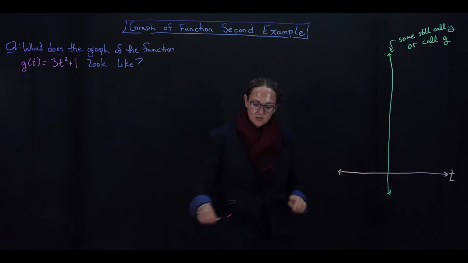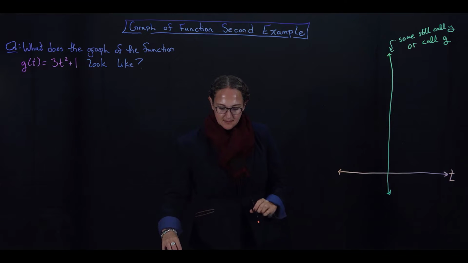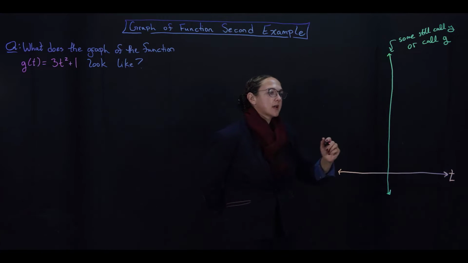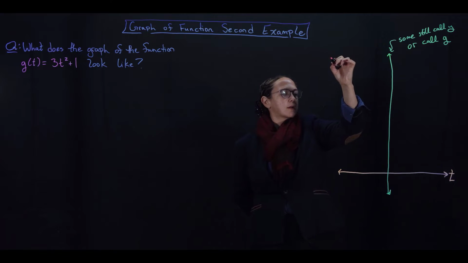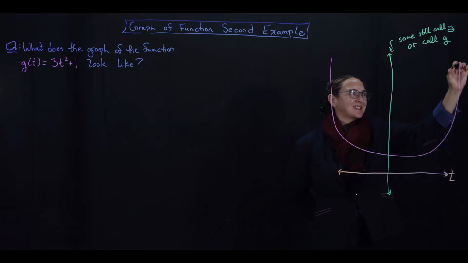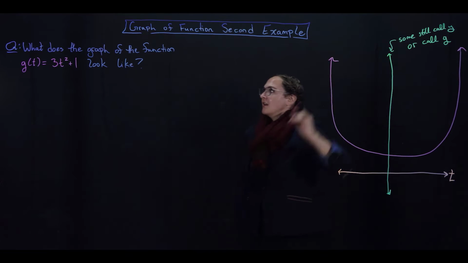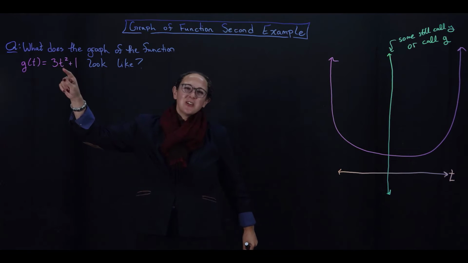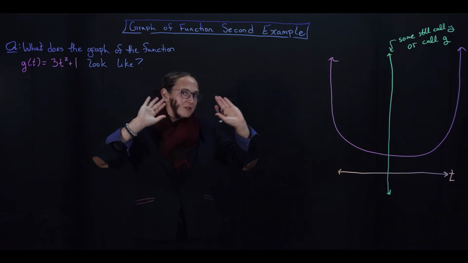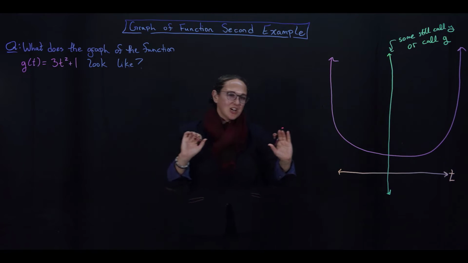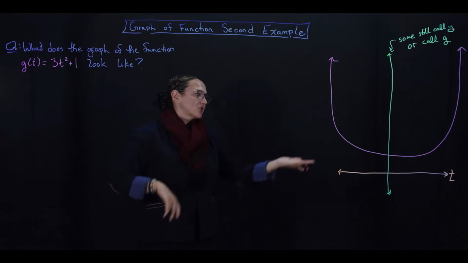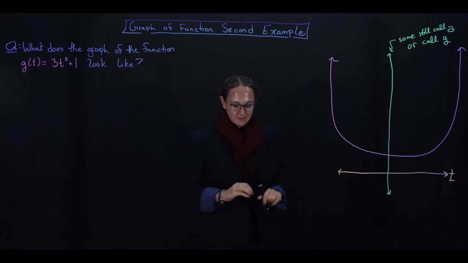And now let's go ahead and draw. Let's just draw the graph of this function first. I know that this is a quadratic because I've squared t, so I know it goes like this, right? The 3 will just change how steep it is, but it won't change that it's upward. And then the 1 just shifts it up. So it looks a little bit like this.